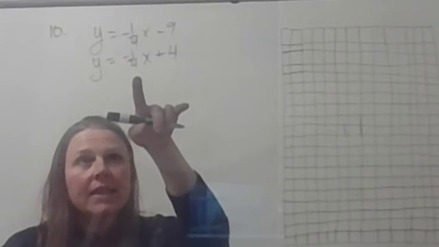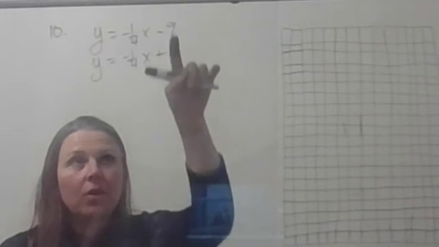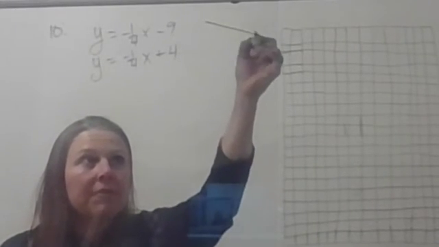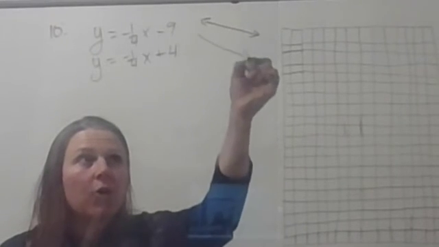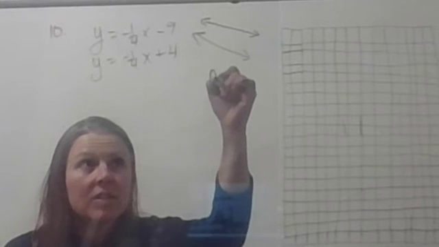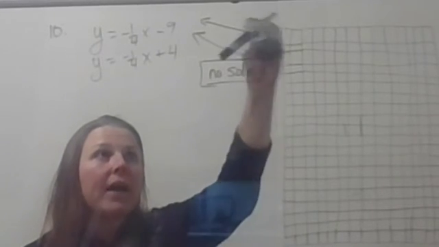Now I'm looking at this, noticing that the slope is the same and the y-intercept is different. So I'm expecting a graph to be a pretty flat negative slope where it's never going to cross. So I'm thinking this is going to be no solution because we have two parallel lines with different y-intercepts.